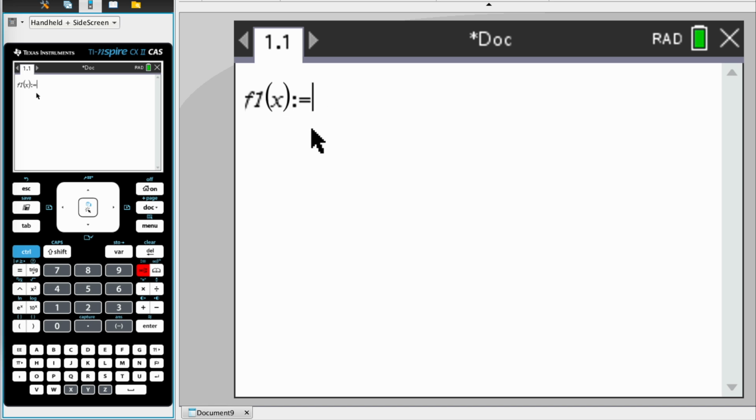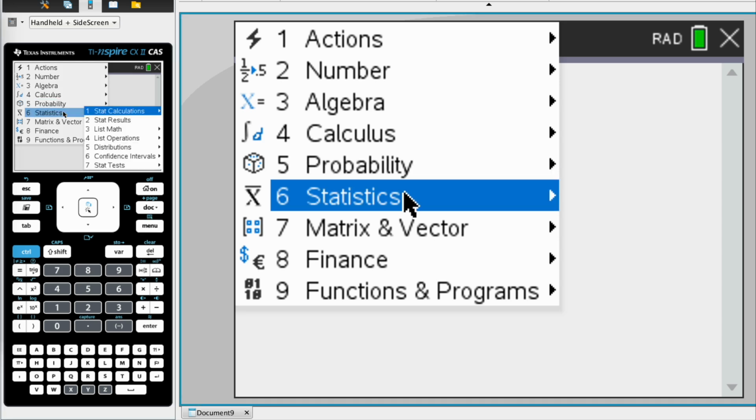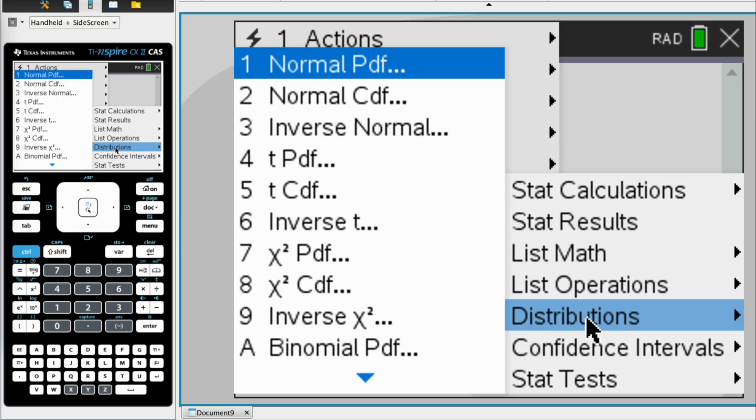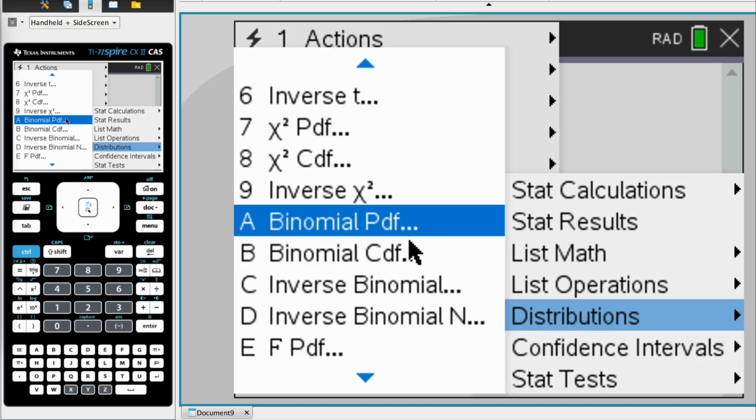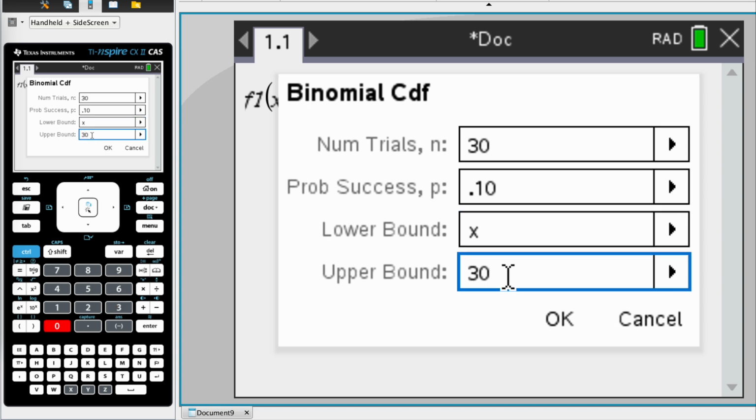That's the definition symbol. Go Menu, Probability or Stats, and choose Distributions. Then we want the binomial CDF. So we had 30 flowers, and the null hypothesis was 10%. We are doing an upper tail test here. So we want the lower bound to be X, and we're going to be checking all the upper tails. So we're going to check 30.